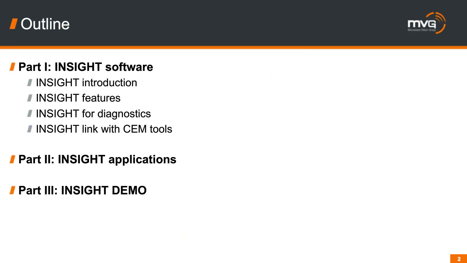We have structured the webinar as follows. After an introduction about the Insight software, explaining the motivation and origin of the tool, I would like to show the different features, with particular attention to the last ones introduced in Insight 2019. Then I will continue to present the different functionalities related to the diagnostic capabilities and the link between Insight and the simulation tools. Then I will switch to describe some practical applications on antenna design and the link with simulation, showing the potentialities of Insight.